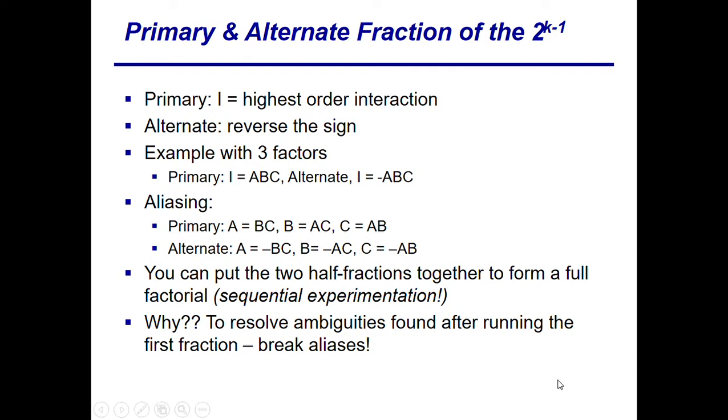Why would we do that? Well, to resolve any ambiguities. Well, if it turns out that AB is significant, we want to make sure that we know whether it's AB or whether it's C there, for example.